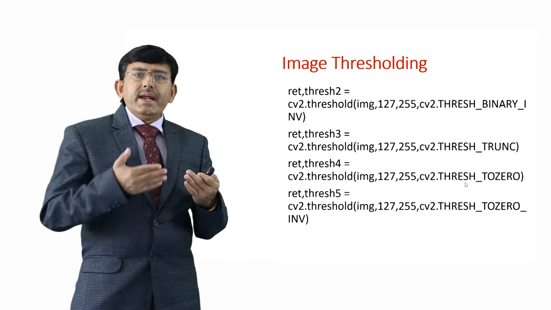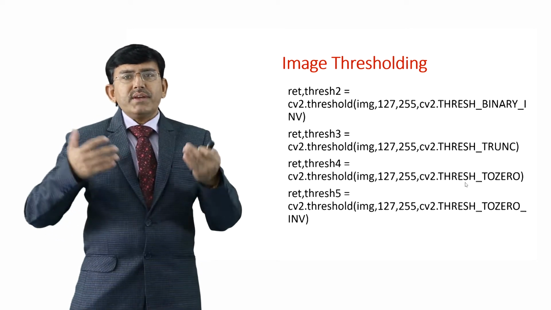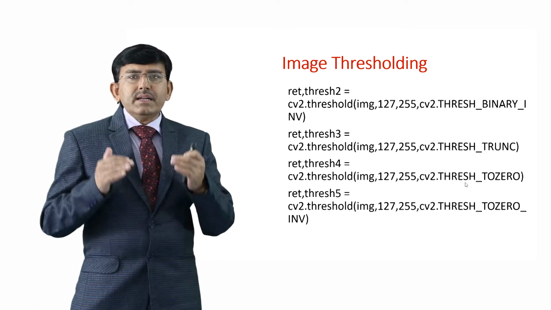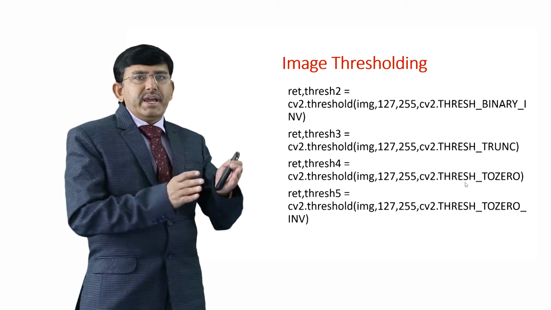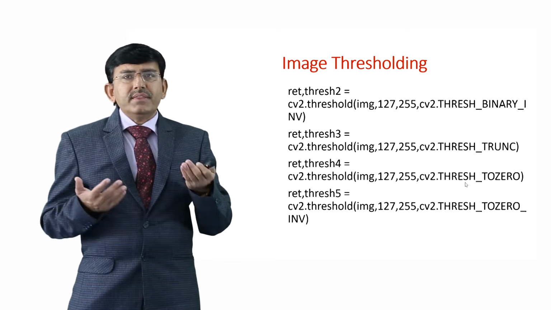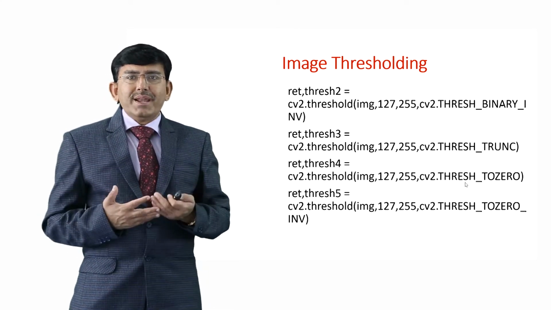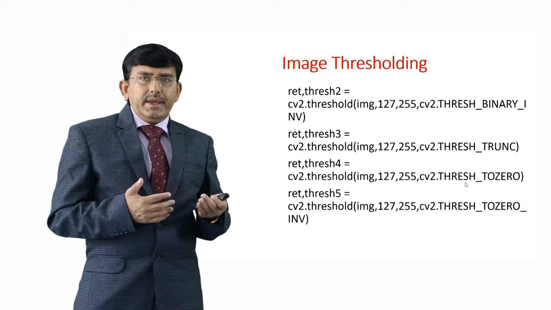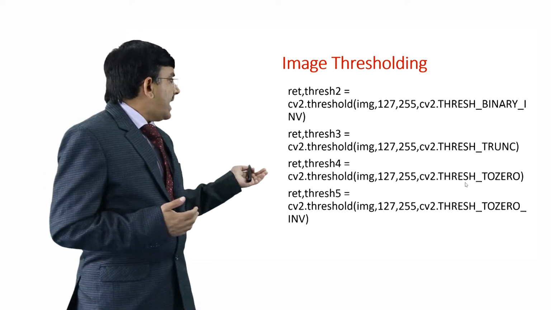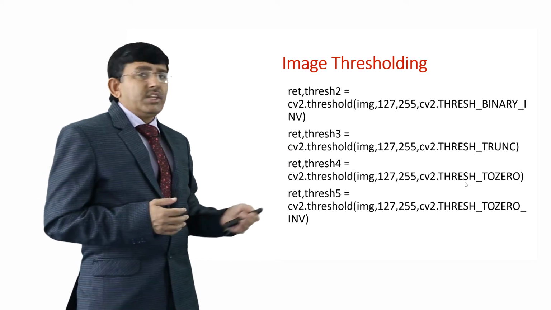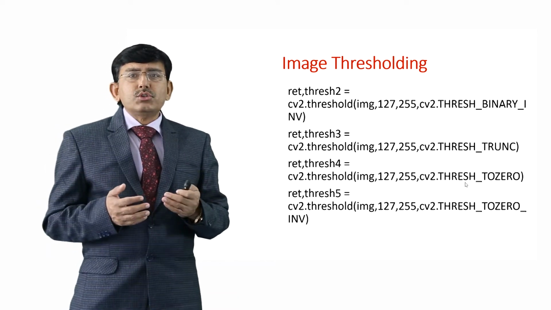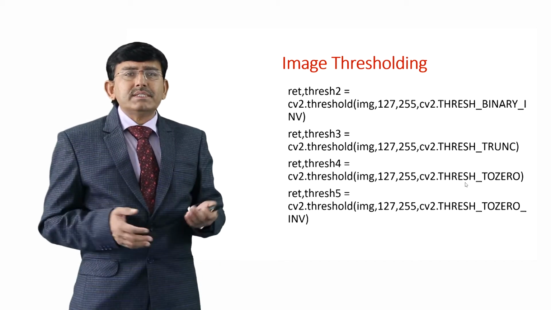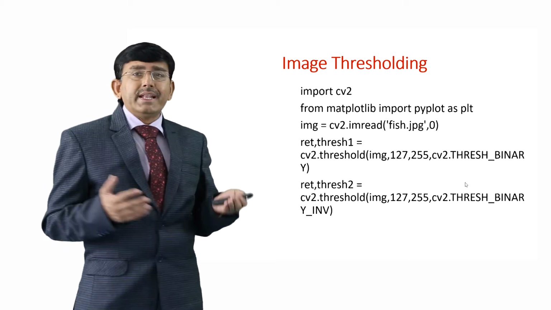Likewise, we get thresh 3, 4 as well as 5. In every case, by modifying certain parameters, we are going to get different thresholds. Like in thresh 2, THRESH_BINARY is the parameter. Thresh 3 is THRESH_TRUNC. Thresh 4 is THRESH_TOZERO. Whereas the next, thresh 5, is THRESH_TOZERO_INV. So by modifying their parameters, we can get different threshold values.